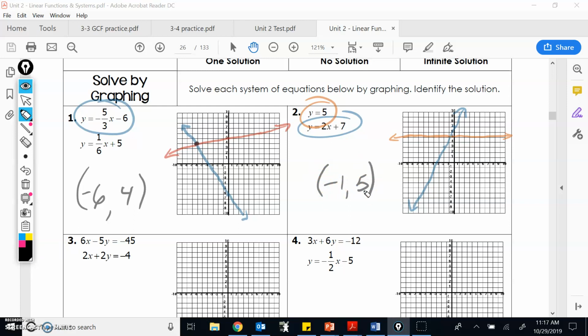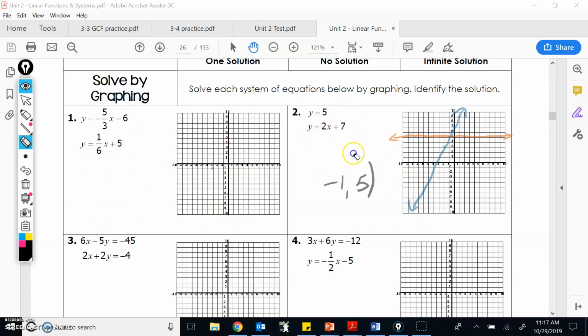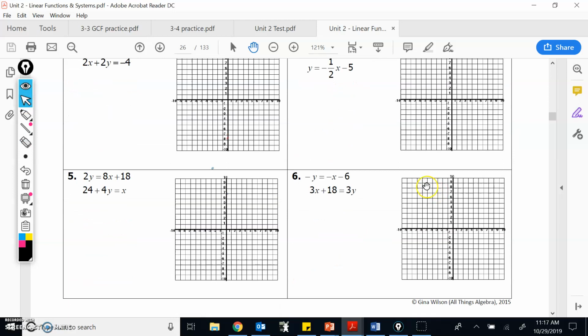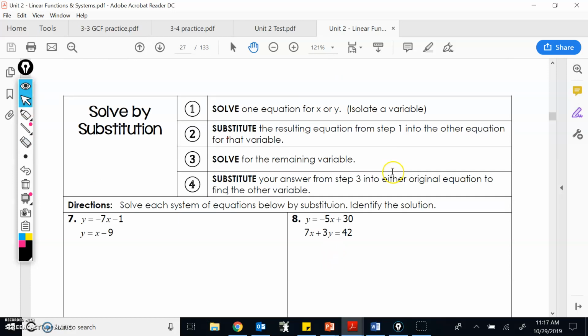Sometimes your equations will not be in slope-intercept form. So all you have to do is convert them into y equals mx plus b. Like all these problems, you don't have to worry about flipping any signs since they're all equal signs. So make sure you set these equal to y equals before you graph in slope-intercept form.